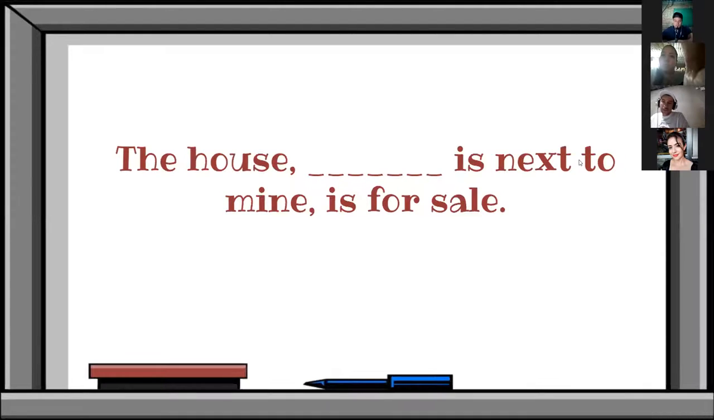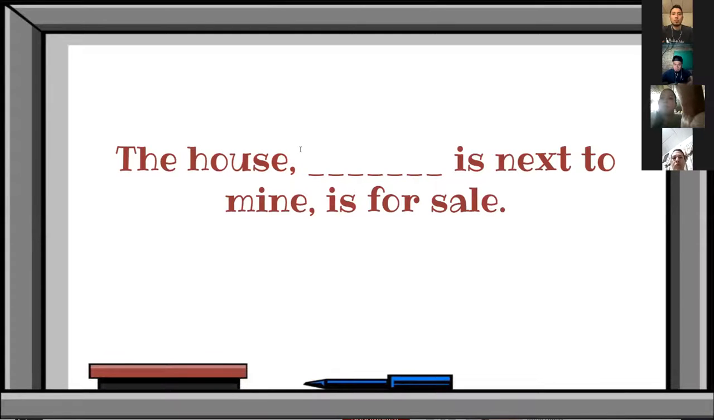House, place, unit of mind, and hotel. So what can I use? What, when, where, whose? Which. Yes, which, exactly. The house, which where? Is. Which. No, guys, you can think in Spanish about this topic if you want to.